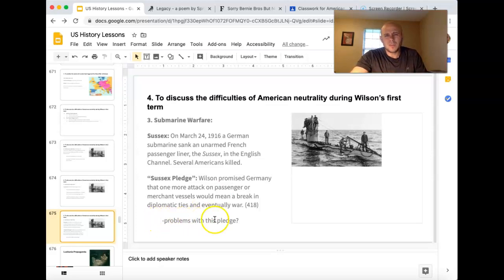Now, you might think that sounds like a pretty good pledge, but there's some problems with that. Wilson is trying his best to maintain neutrality, but now he just set an absolute condition in place. And if that condition gets violated, then he's kind of stuck. He basically tied his own hands now with the Sussex Pledge. So you could call that sort of a slippery slope leading us into the war, as we'll see what happens.